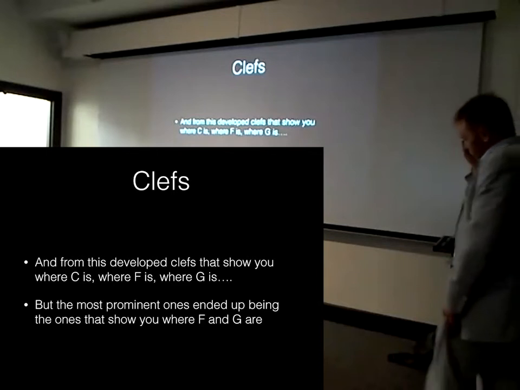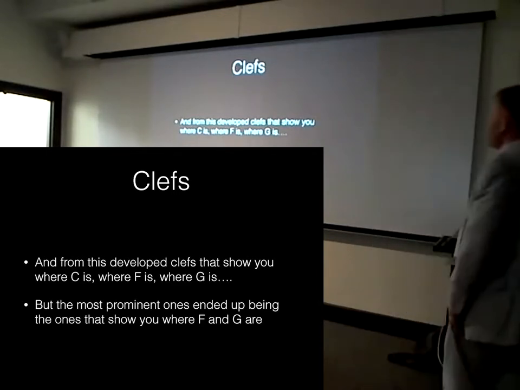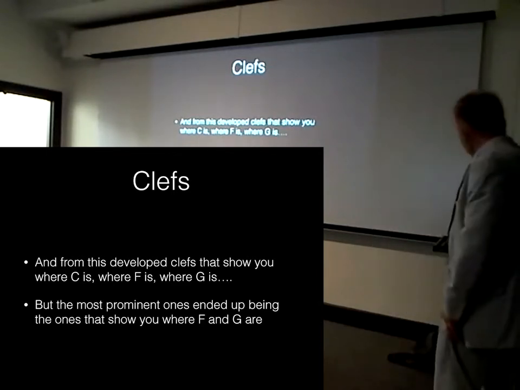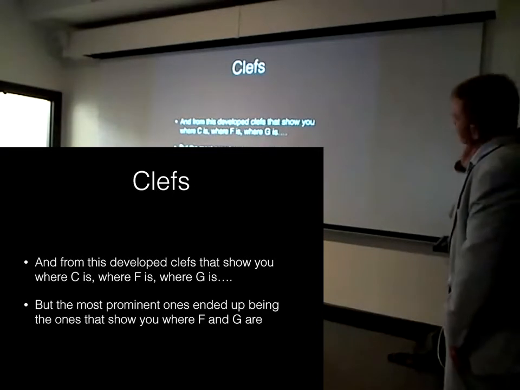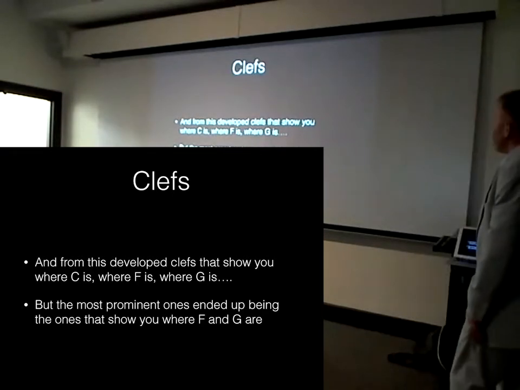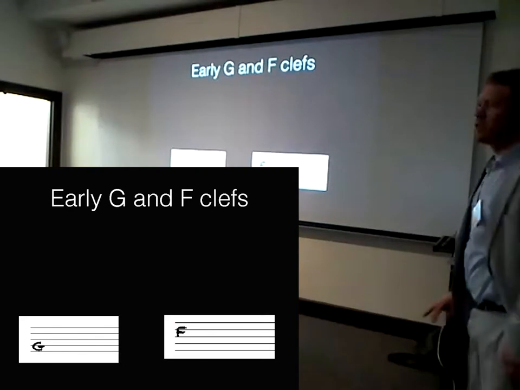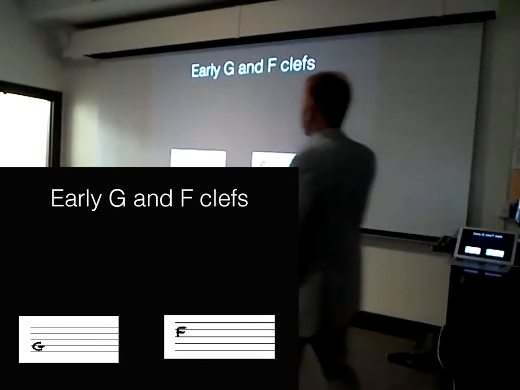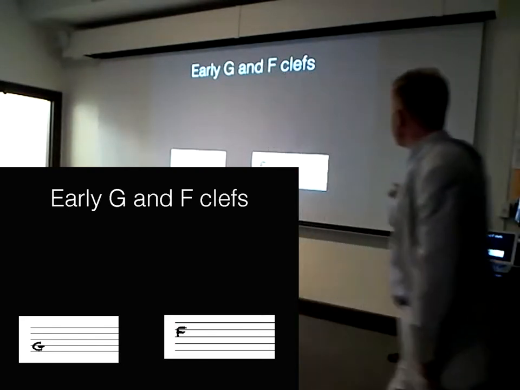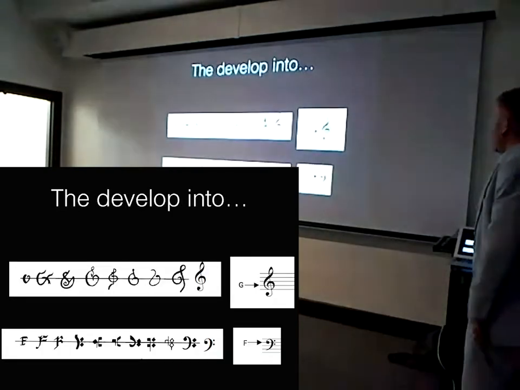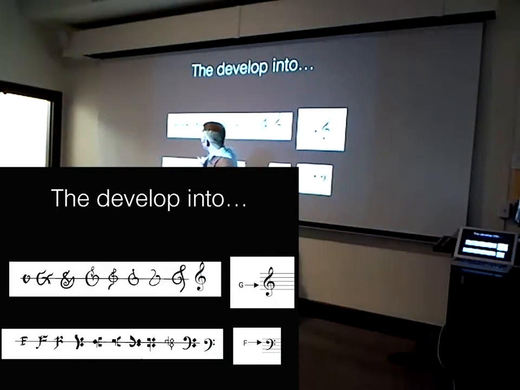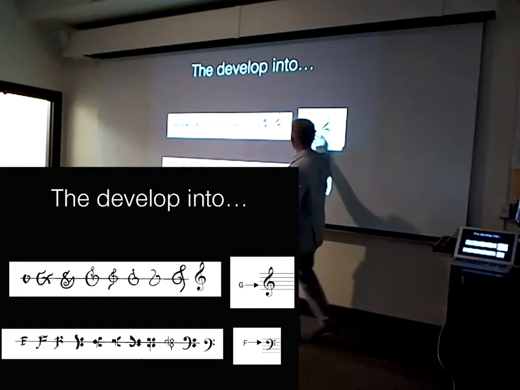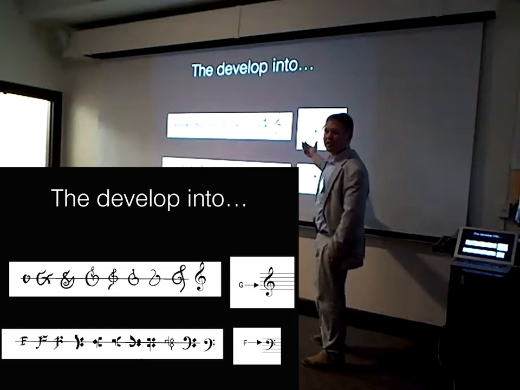So from these historical beginnings, you get clefs that show you where C is, where F is, where G is. The most prominent ones that we end up with today are ones that show you where F and G are. This is what they looked like way at the beginning. If we're talking about the 12th century, this is how the monks would write them. And they eventually evolve, so we get more fanciful kinds of G's, and then we get this, which is what you would see today if you opened up a score.